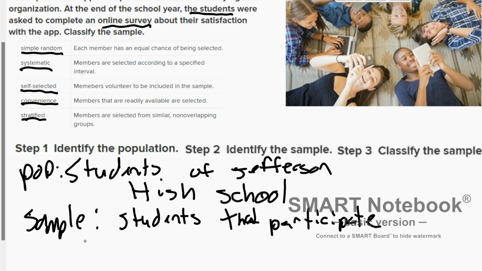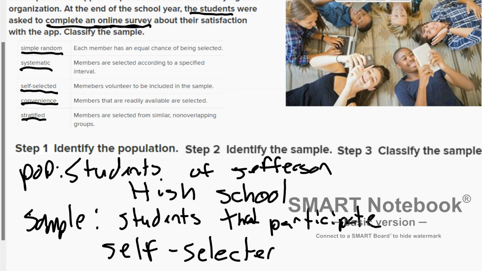This one is self-selected because they selected themselves by completing the online survey. They selected themselves to be in the survey. So this is a self-selected sample. Okay, and that's how you classify.